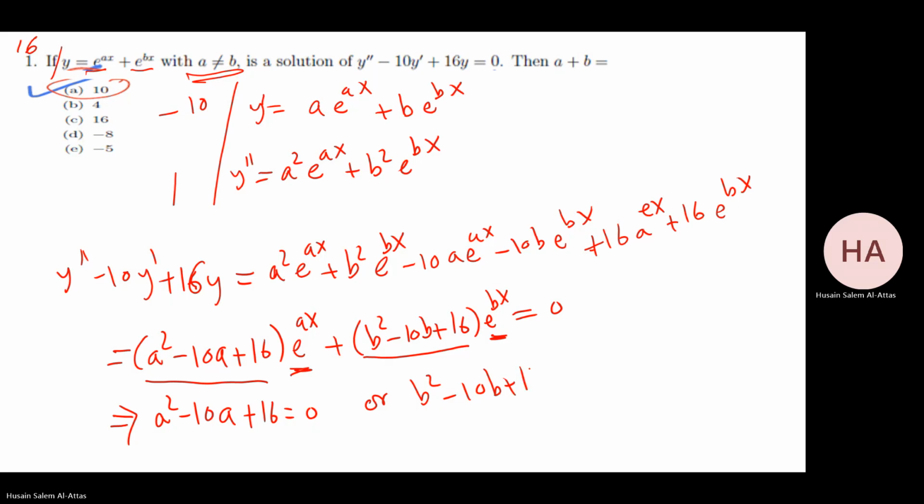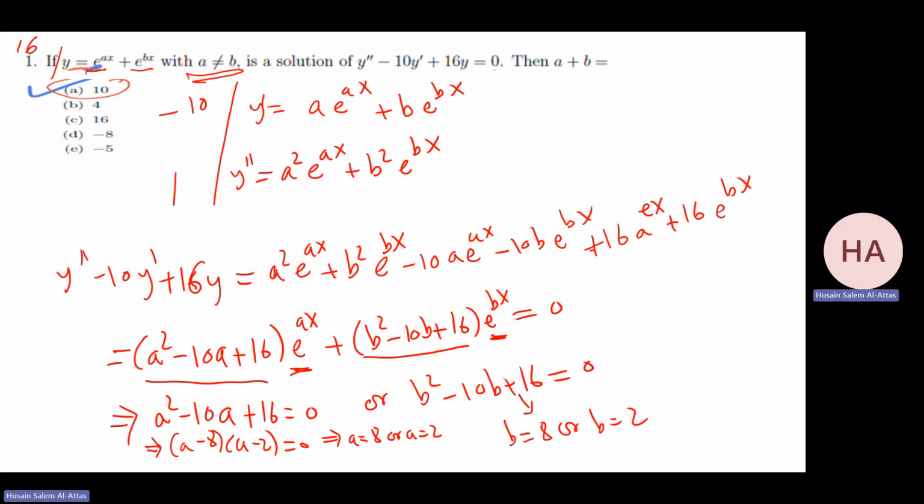This is equal to 0. If you solve this, what will be A here? It will be A minus 8 times A minus 2 equal to 0. So I have either A equal 8 or A equal 2. From here, it's the same equation, so B equal 8 or B equal 2.